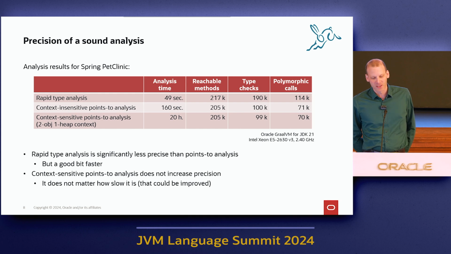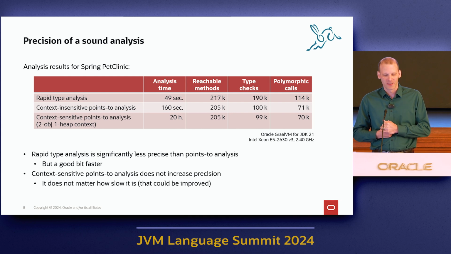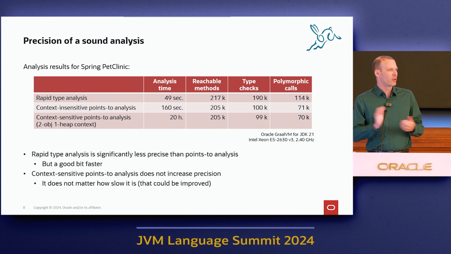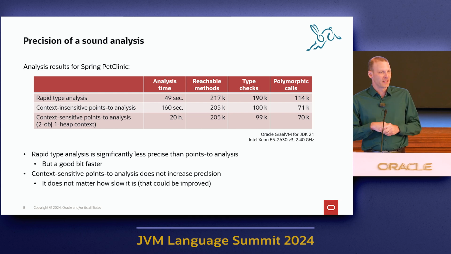The precision does not really increase in any meaningful sense when going from a context-insensitive to a context-sensitive points-to analysis. On the other hand, the points-to analysis is still significantly more precise than the rapid type analysis. So there is really a big precision difference between a rapid type analysis and a points-to analysis, both in the sense of reachable methods, meaning how big the call graph is, so more reachable methods means the call graph is bigger, but also in the number of type checks on polymorphic calls. For these, lower is of course also better.